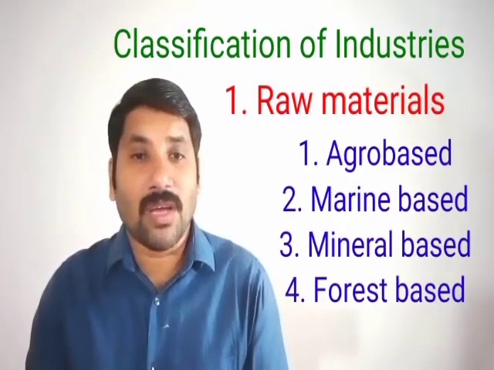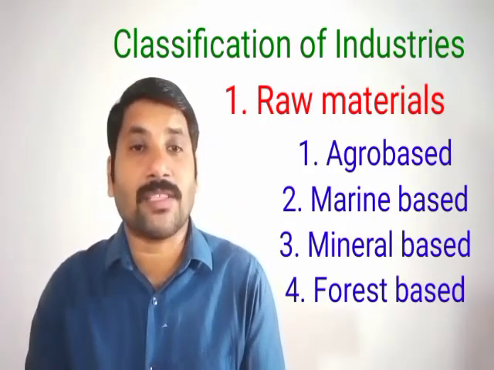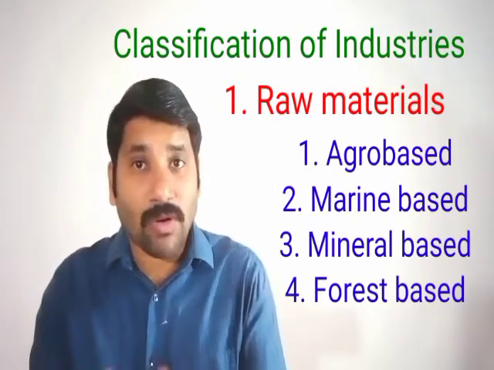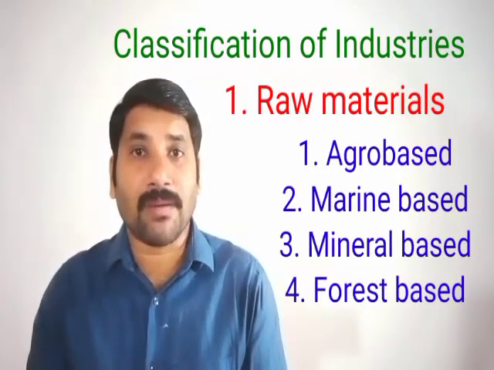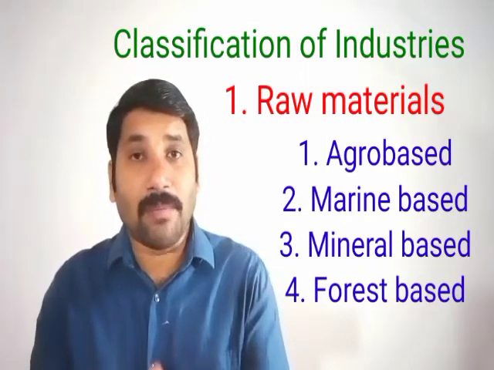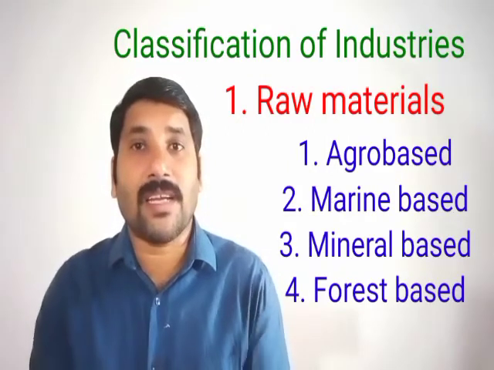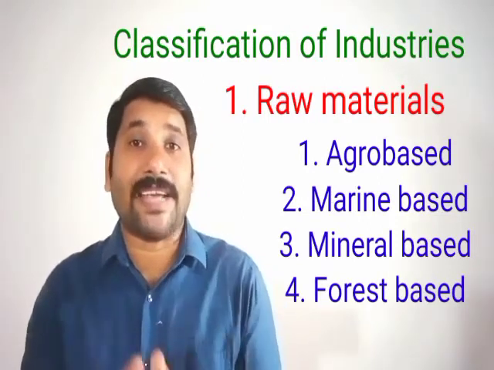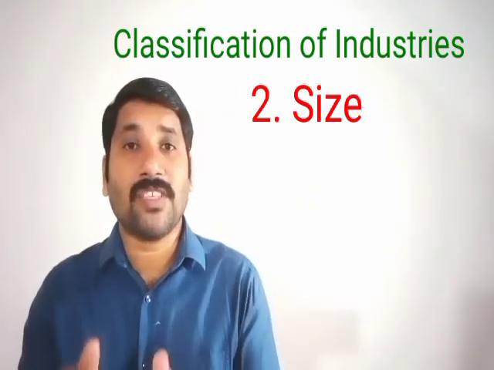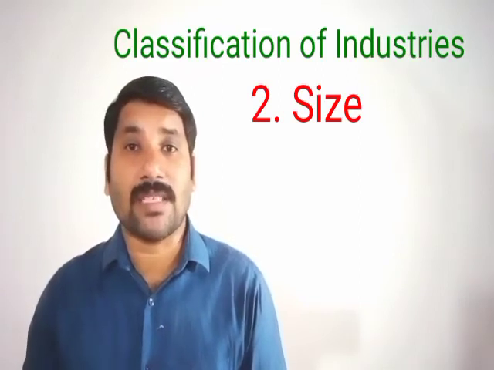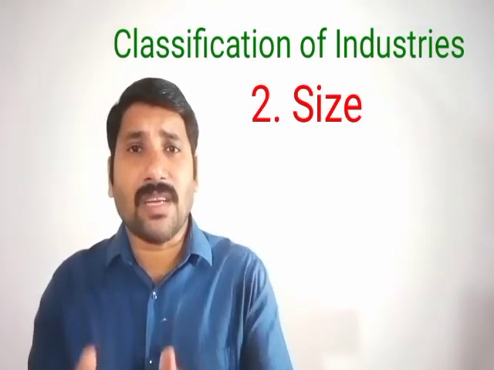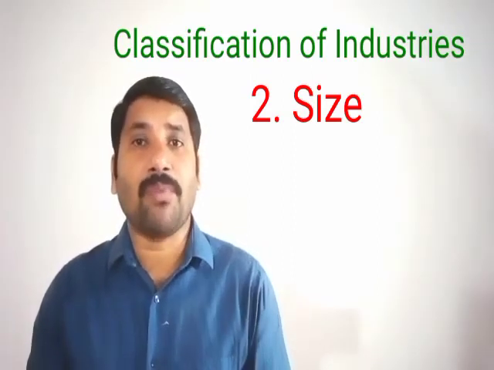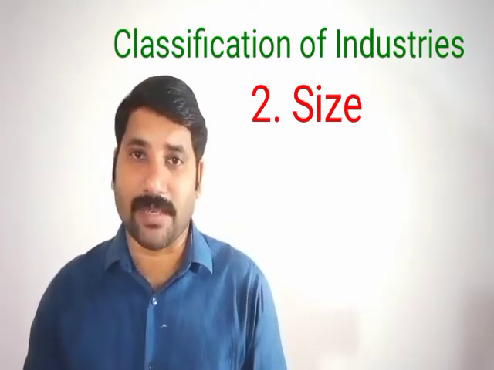Forest-based industries utilize forest produce as raw materials. Industries associated with the forest are pulp and paper, pharmaceuticals, furniture and buildings, etc. On the basis of size, industries can be classified. Size refers to the amount of capital invested, number of people employed and the volume of production.